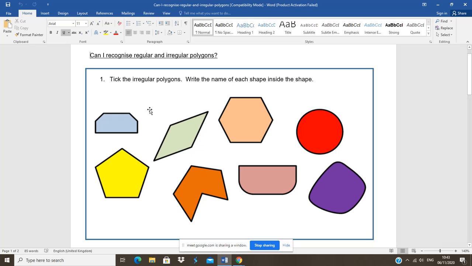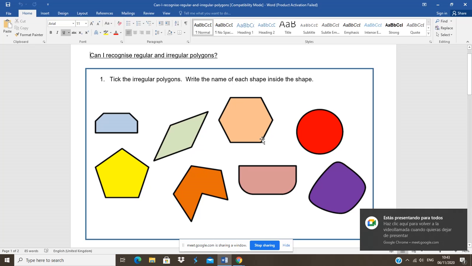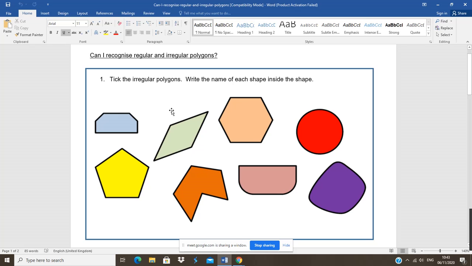Let us go over the definition of regular and irregular polygons first. A regular polygon will have all their sides equal. An irregular polygon will not have its sides equal. It's going to be different. They might have sides, but their sides will not be equal. They will have different lengths.